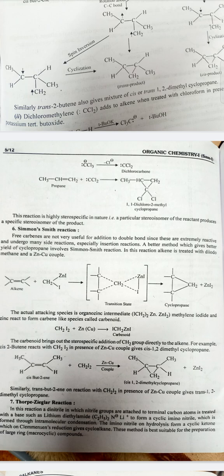Simmons-Smith reaction. Free carbenes are not very useful for addition to double bonds since they are extremely reactive and undergo many side reactions, especially insertion reactions. A better method which gives a better yield of cyclopropane involves the Simmons-Smith reaction. In this reaction, alkene is treated with diiodomethane and a zinc-copper couple.